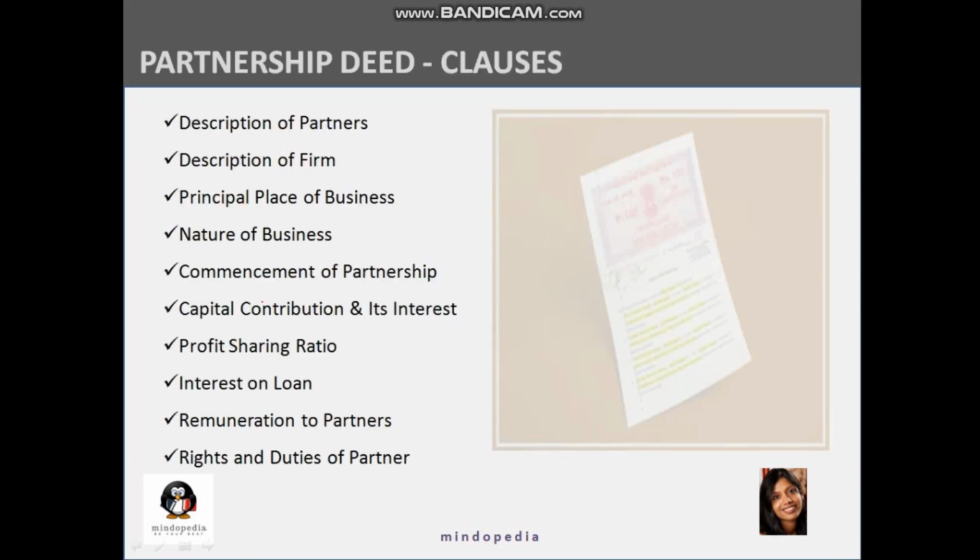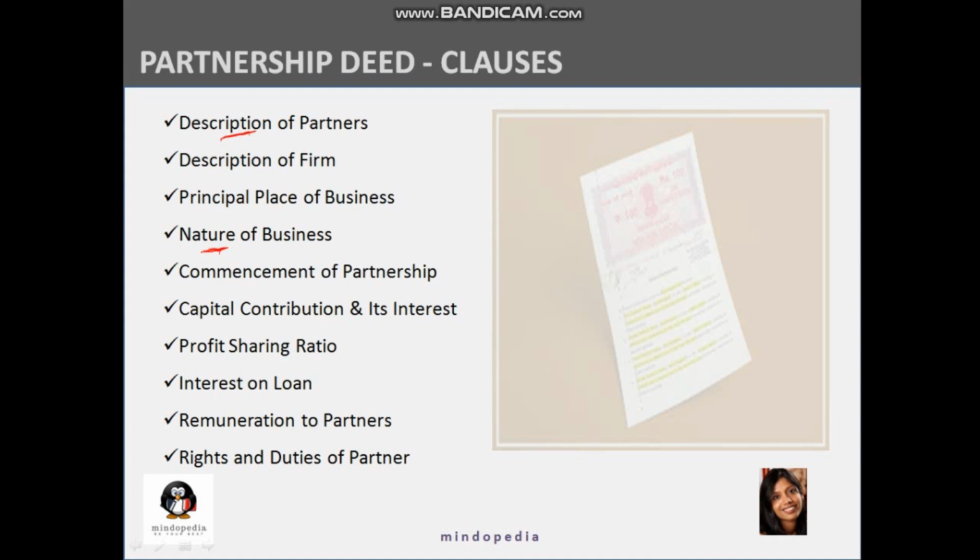And that is in the slide which says clauses. Okay, so now what does description mean? Description of partners means it includes the address of the partner and the name of the partner. Description of the firm means the name and address of the firm. Principal place of business means the address of the principal place of business, from where the business will mainly be conducted. Nature of business. Nature of business means what activities you will mainly do in the business. Commencement of partnership. Commencement means how and when you are starting, when the business was started. That is what is called the commencement of partnership.